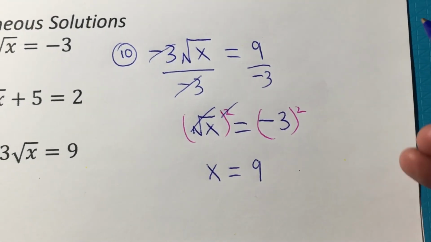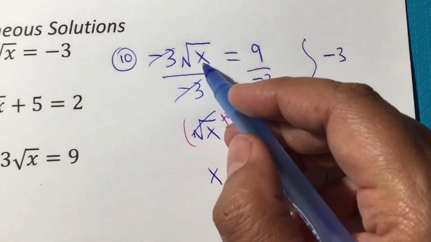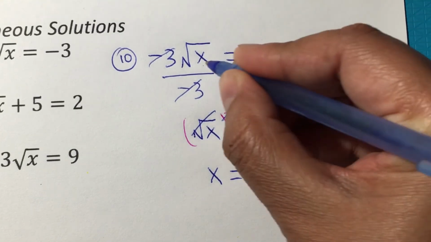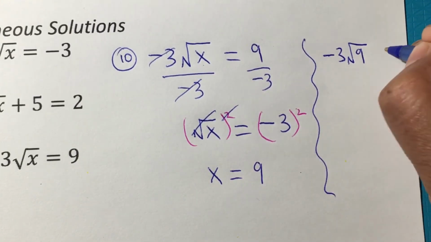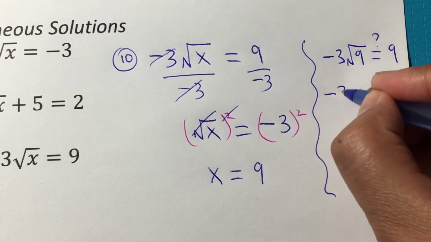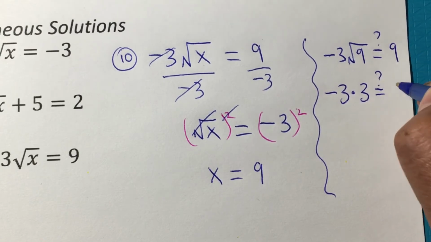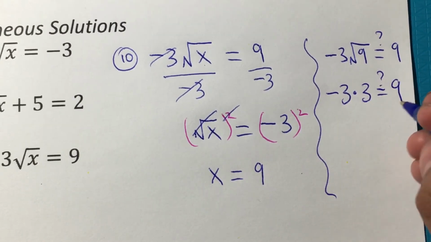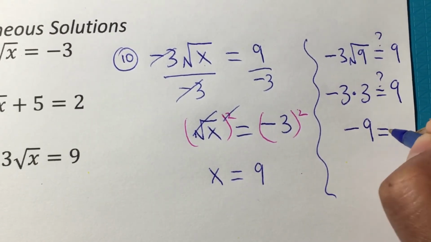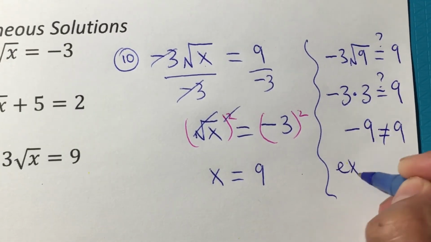Now let's do the check. Negative 3 times the square root of x, which is 9. Is it equal to 9? Negative 3 times the square root of 9 is 3. Is it equal to 9? Negative 3 times 3 is negative 9, which is not equal to 9. So again, we have an extraneous solution.